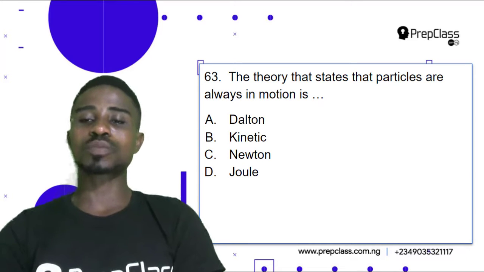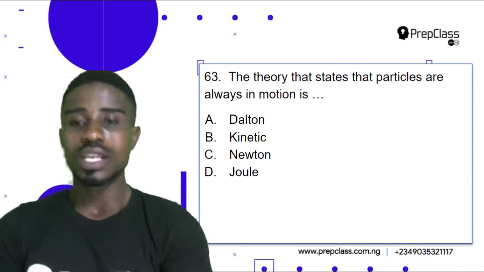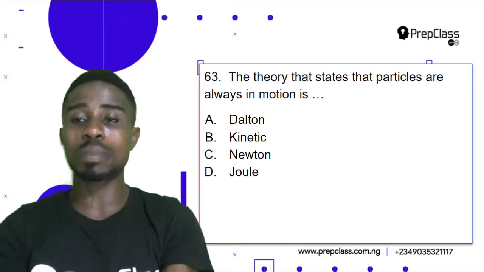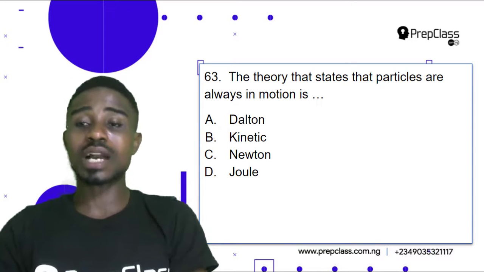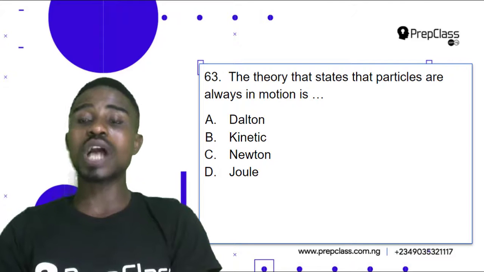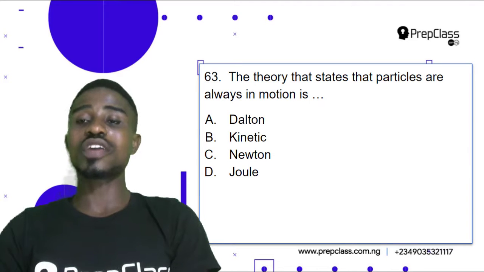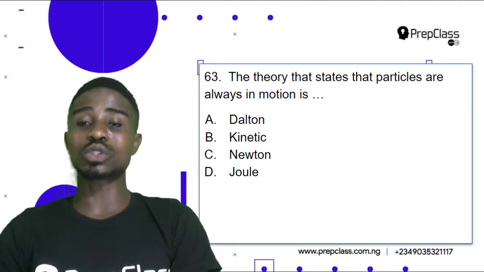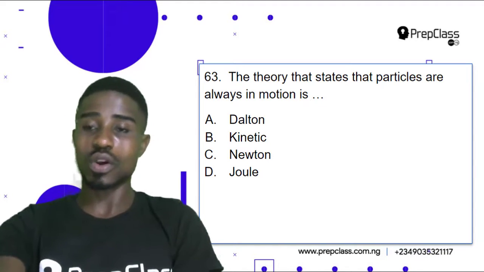Now, we're talking about the theory that states that particles are in constant motion. That theory that talks about particles was basically talking about matter. And it said matter contains particles which are in constant motion. And that theory is no other than the kinetic theory of matter, of which we also have the kinetic theory of gases. So the theory that states that particles are in constant motion or are always in motion is the kinetic theory.